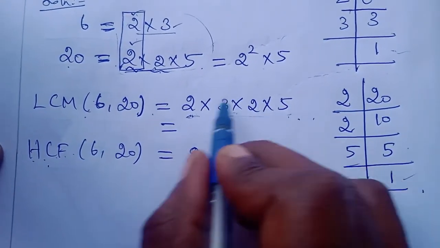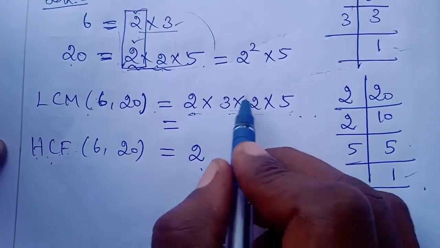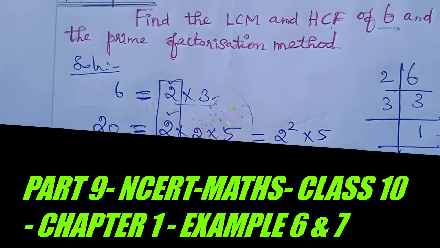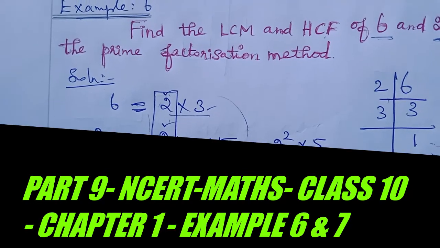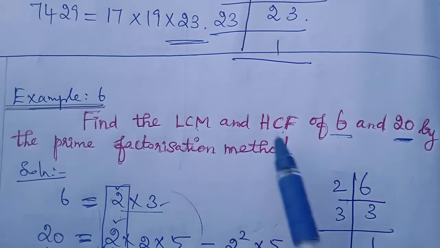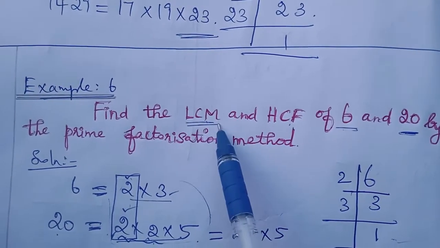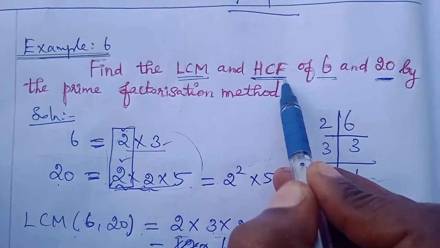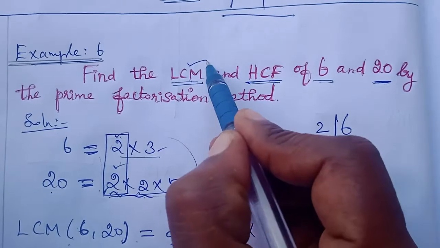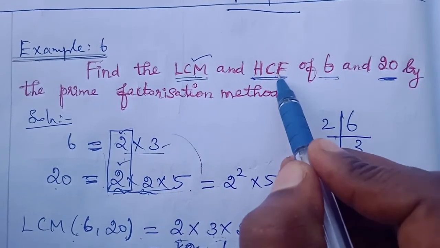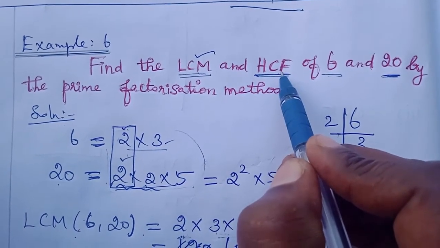Here for LCM we have to multiply these four numbers. 2 threes are 6, 6 twos are 12, 12 into 5 is 60. So the LCM of 6 and 20 is 60. I hope now all of you understand about LCM and HCF. LCM means least common multiple, HCF means highest common factor. For LCM, first you have to write the same number and then write all the remaining numbers, and for HCF you must write the same number alone. Okay, that's it. Next, example 7.